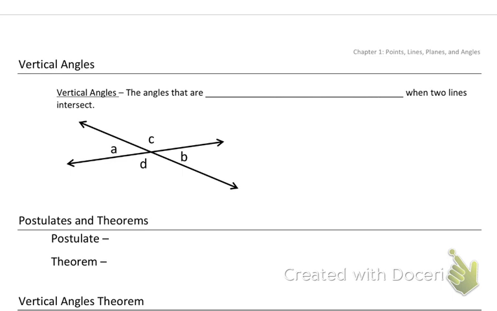Vertical angles are basically just the angles that are across from each other. They are angles that are directly across from each other. And the big thing is that they are, in fact, congruent. I just want to make sure I didn't miss anything along the way. We're good there. Okay, so they are the angles that are across from each other.